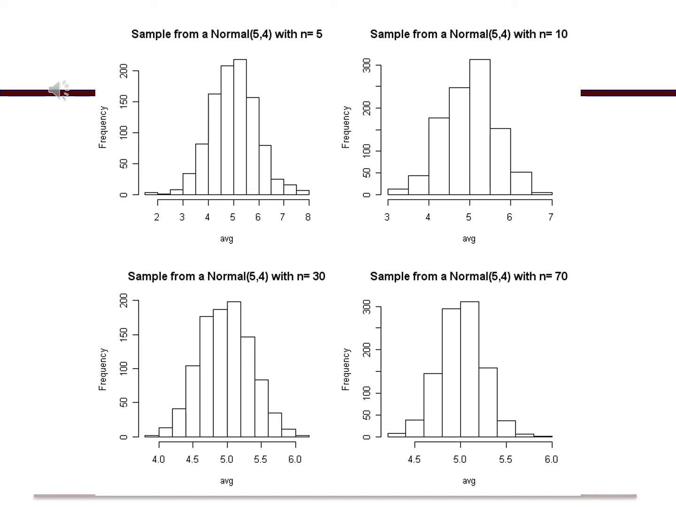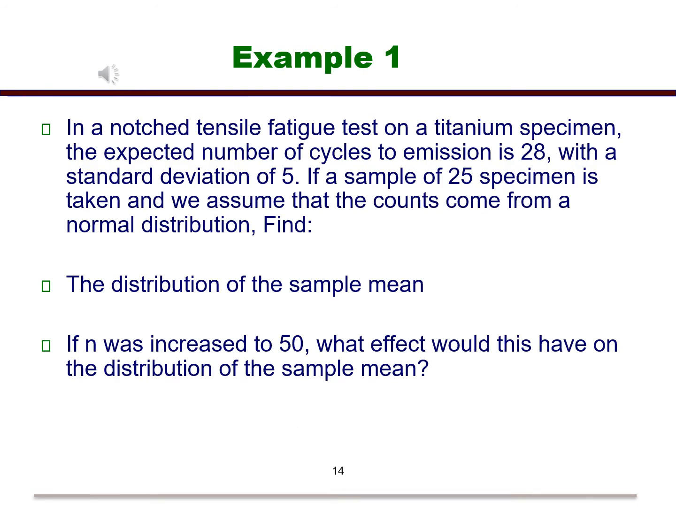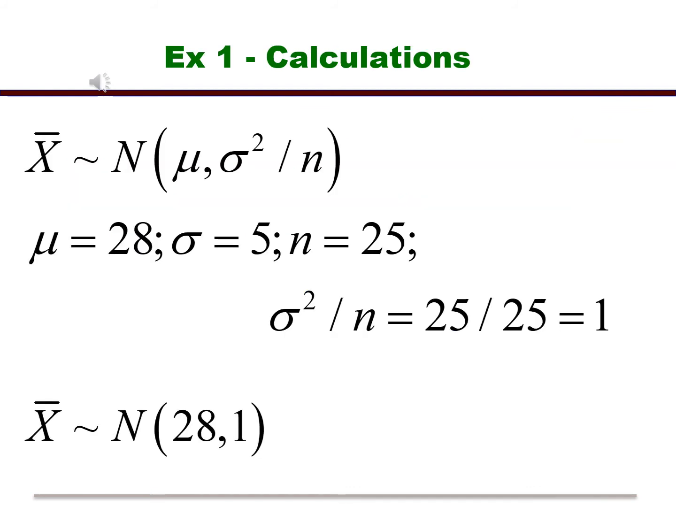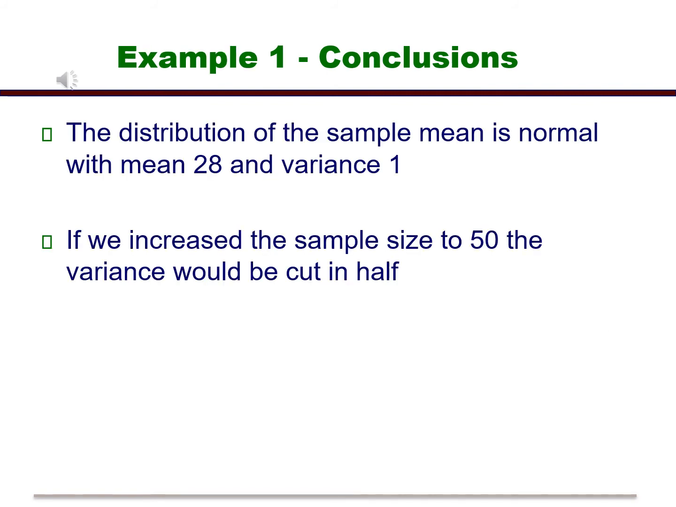Now let's do an example. Assume that the mean in this case is 28, the standard deviation is 5, and the sample size is 25. We will determine the distribution of the sample mean and then describe the effect on it if we increase the sample size from 25 to 50. Here are the calculations. Let's draw conclusions. The distribution of the sample mean is normal with mean 28 and variance 1. If we increase the sample size to 50, the variance would be cut in half.